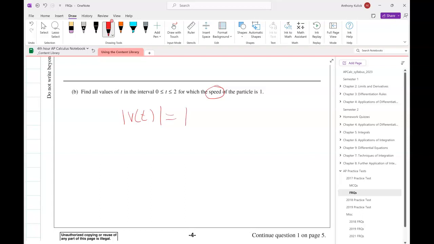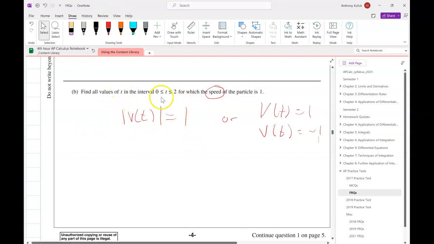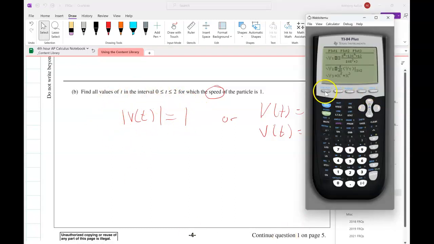Writing that down on your paper is 1 point. It's a 2-point problem. Or if you wanted to, you could solve for the two cases separately and write that as well and solve both of those equations. That would be acceptable also. It's equivalent statements. I would just do the absolute value one. How am I going to solve this equation now? I'm going to graph it on my calculator and find the intersections. Mr. Kulik does no solving by hand when his calculator is available to him on an AP exam.